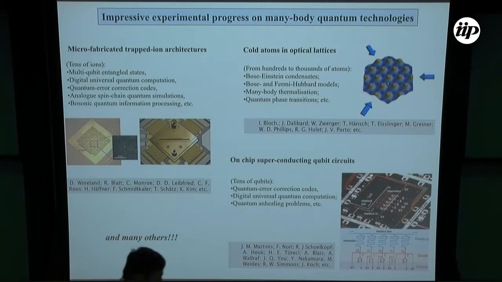So here, this is on the side of optics, of atomic systems. We have lots of advances also with ion traps, where people are doing entangled states and quantum simulations with tens of ions. Of course, we have cold atoms in optical lattices. Now we also have on-chip superconducting qubits, and there are many others, including, for instance, the recent many-body experiments with Rydberg atoms. So I'm going to be talking a little bit about that.